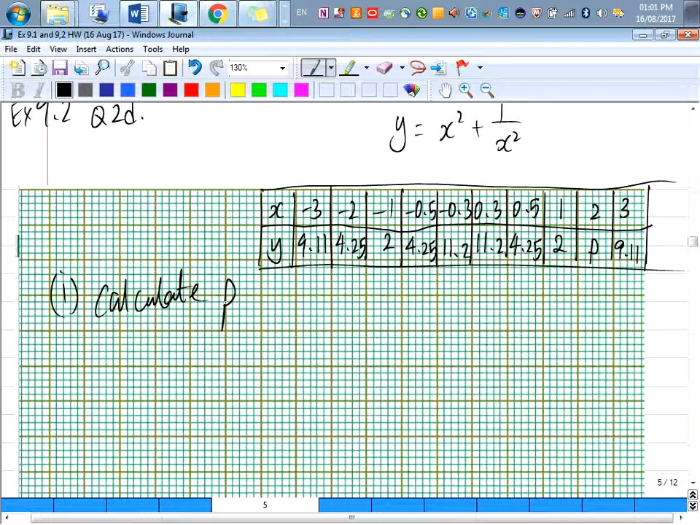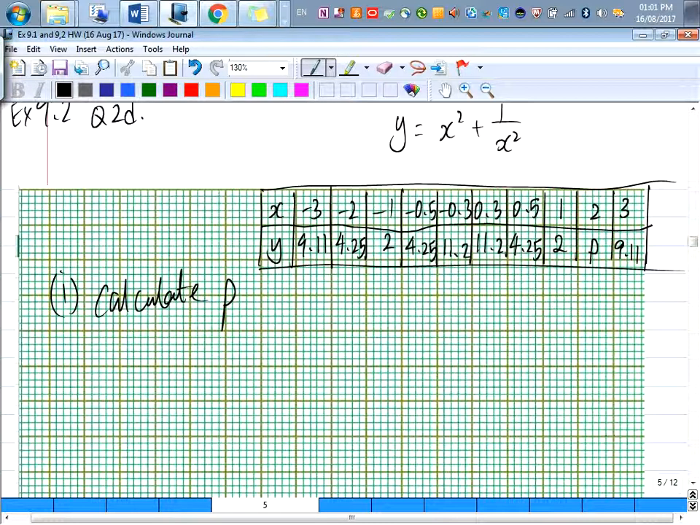Sorry? What happens when you put 0 inside? What happens when you substitute 0 inside 1 over x squared? What's 1 over 0? You get an error. That is why this table does not include 0.